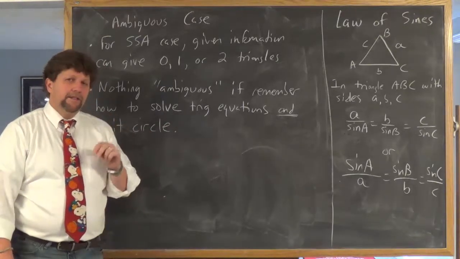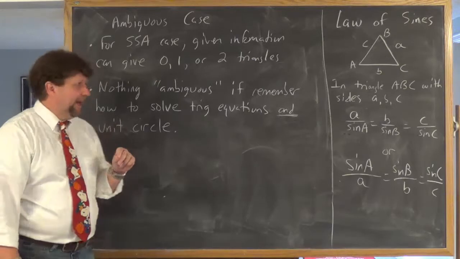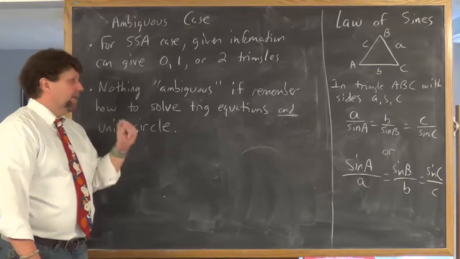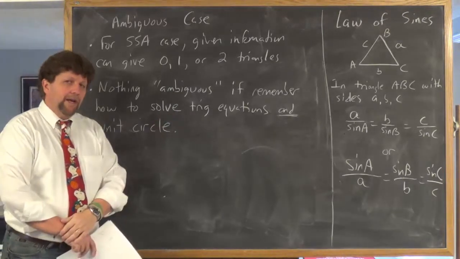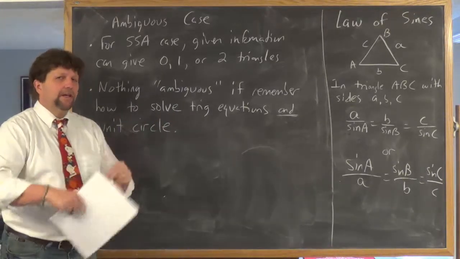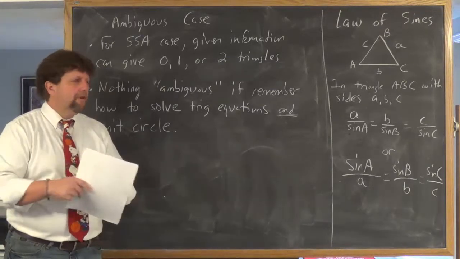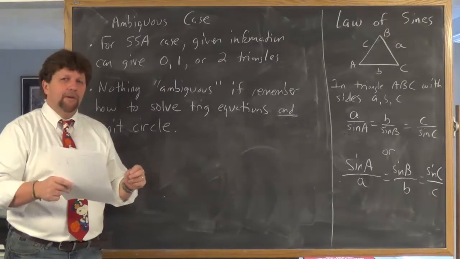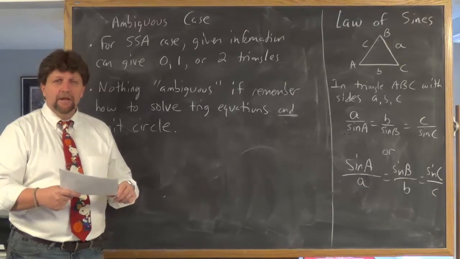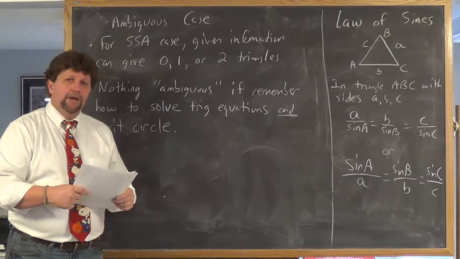I don't really think it's that ambiguous of a case as long as we remember how to solve trig equations and the unit circle. It's all going to come back to that, and it's going to remove this ambiguity from the supposed ambiguous case of the law of sines. Here, we'll look at an example and I'll show you what I mean.